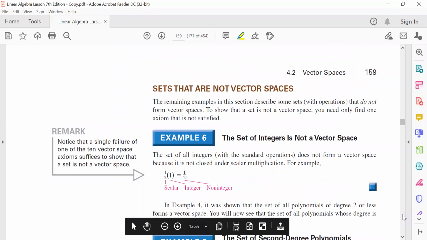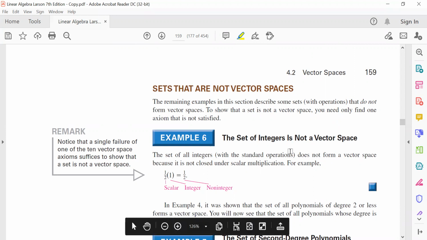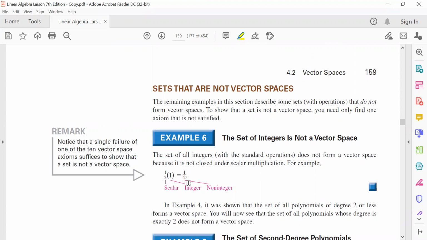Now, let's look at some examples where they're not vector spaces. The set of integers is not a vector space. Why is that? Because if you multiply by a scalar, the result is not necessarily an integer. So 1 is an integer. If I multiply it by the scalar 1/2, the result is 1/2, but 1/2 is not an integer. So you see, the set of integers is not closed under scalar multiplication.